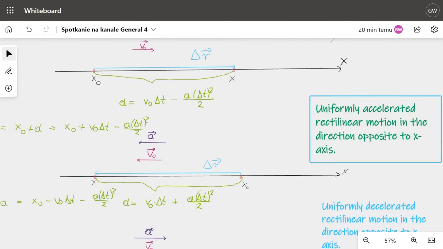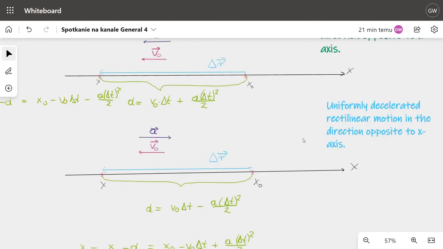Third possibility, it is uniformly accelerated rectilinear motion in the direction opposite to x-axis. You can see it here. In this case, acceleration vector is directed the same as velocity vector. You can see it here.